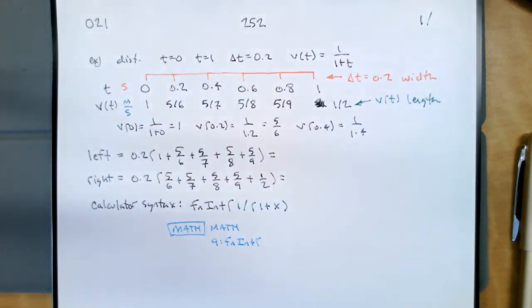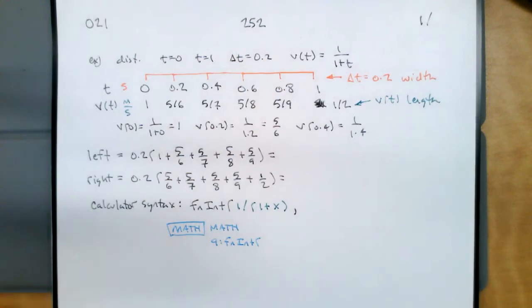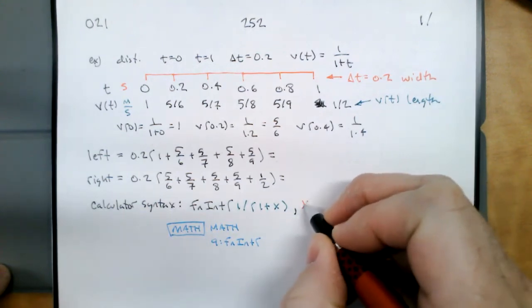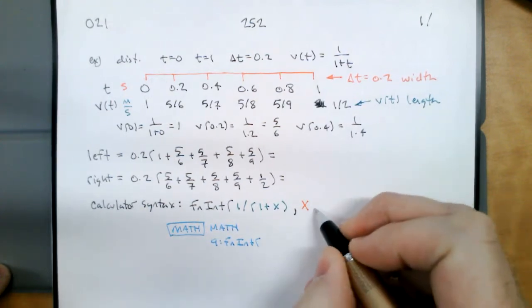We got to punch in single line syntax for the function, so we're going to need to use some parentheses. And then we put a comma, right above the top row of numbers. And then you tell the calculator what the variable is, even though you just used the variable right here. You got to tell the calculator dx, so that comes next. So you put in x. And then you put a comma.